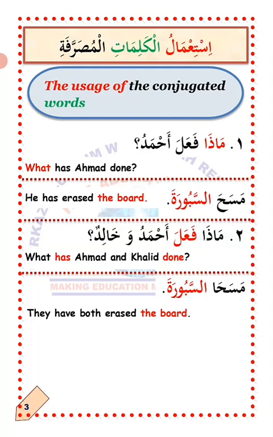اثنان, number two. ماذا فعل أحمد وخالد؟ What have Ahmad and Khalid done? Now the answer. Now there are two. We use masaha. Masaha saburo. They have both erased the board. La'allaka fahimt? I hope you understand. MashaAllah.